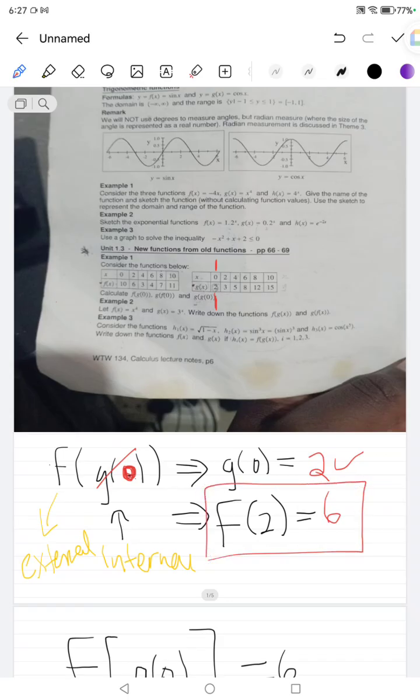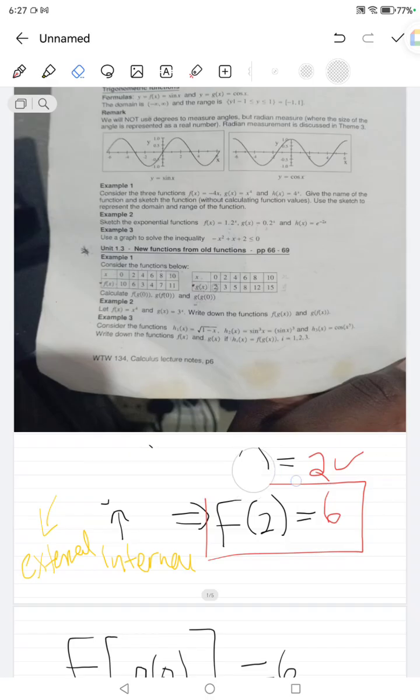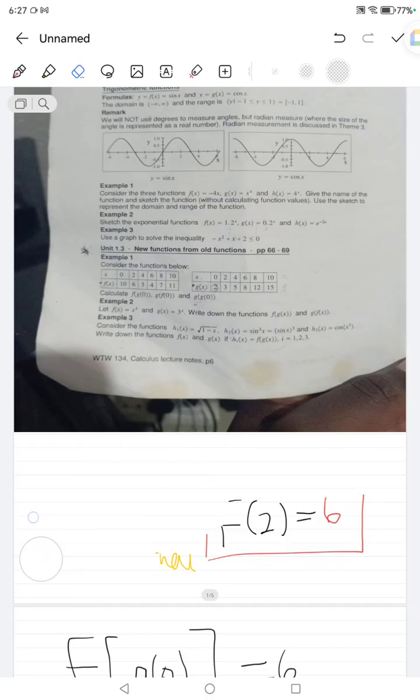Then we went and checked our f of 2. On your left hand side you have the f table, as you can note here. Then we said for f of 2, you get your 6. Then I think I've explained that enough. Now we're going to go to the second example.